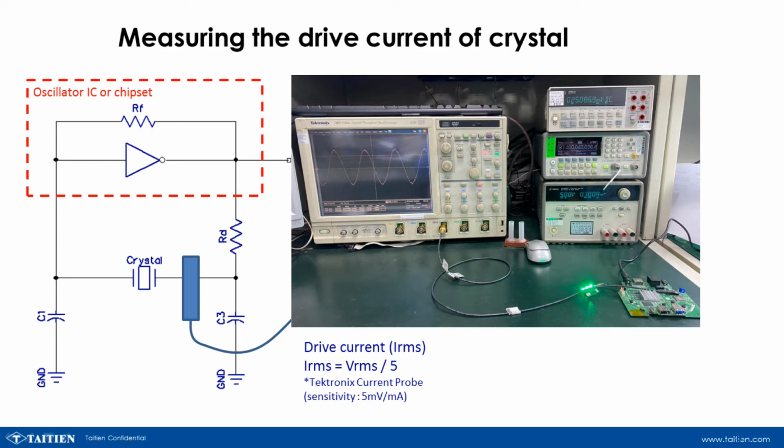The current probe method is also adopted when we use an oscilloscope for measurement. Through the oscilloscope, we can observe the frequency signal and current signal detected by the current probe. The oscilloscope shows that the vertical axis is the voltage scale, and the measured RMS voltage value needs to be converted to become the RMS current value.